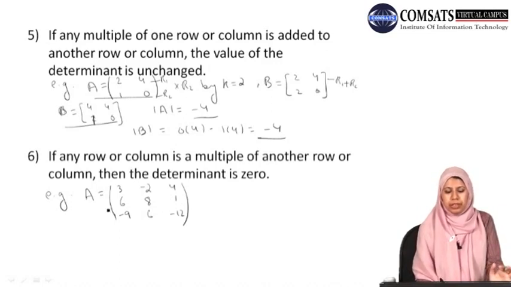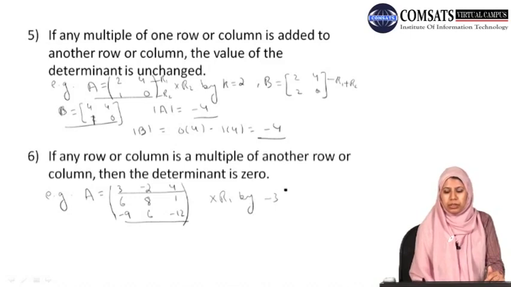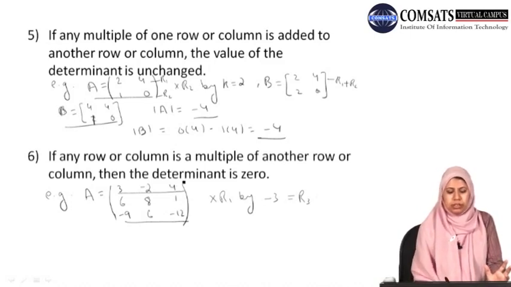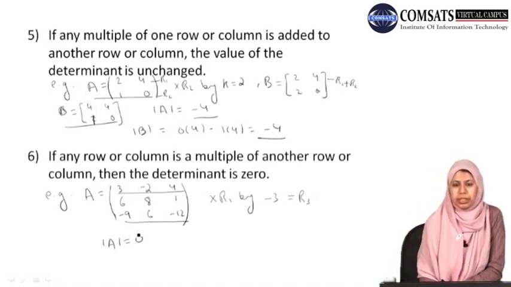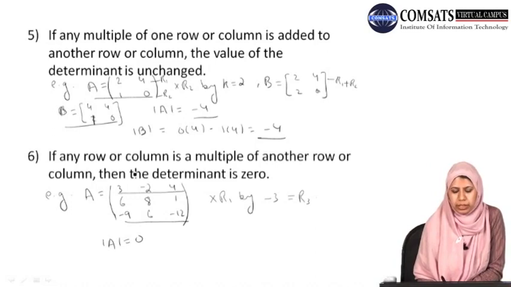If we look at our matrix, then our third row is a multiple of our first row, that is, multiplying the first row by minus 3, we obtain our third row, which means that the third row is a multiple of the first row, so the determinant in this case will be automatically 0. We can also look at this by using our previous properties.